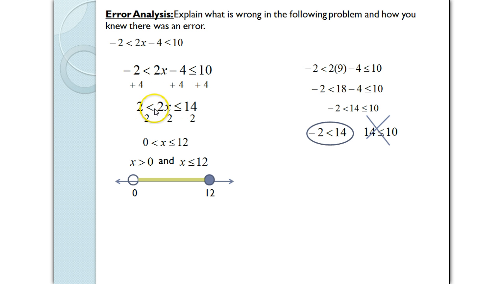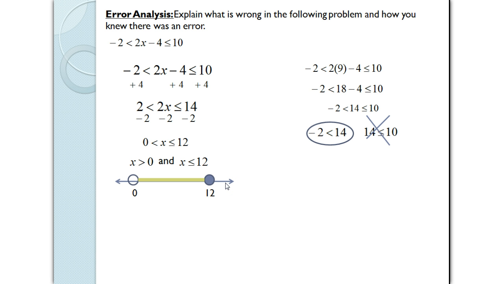Next, I need to get x by itself. I have 2 times x, so to remove the multiplication, I have to divide. Well, the problem, they subtracted. So that is our error. That is why it does not work out. That's what was done wrong. So if you would have divided by 2 like you were supposed to, you should have gotten 1 on this side, x, and then 14 divided by 2 would have given you 7. So that is where they went wrong in this problem.